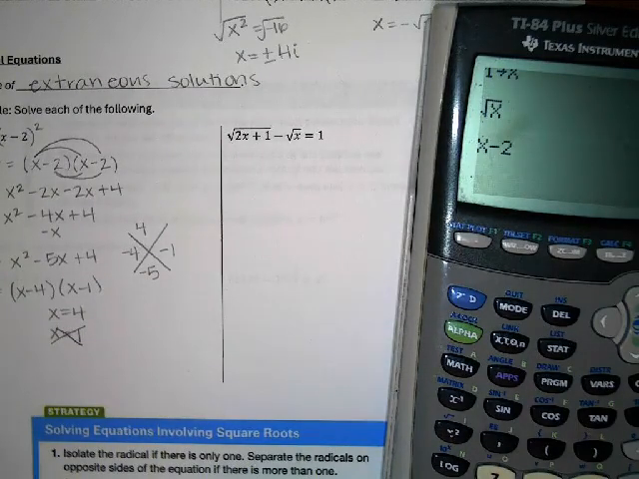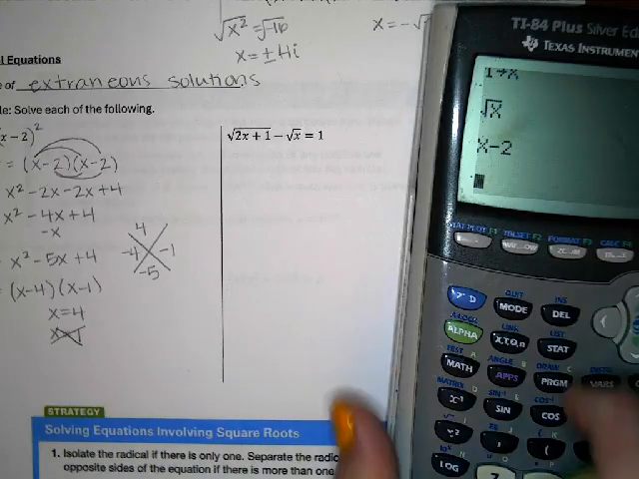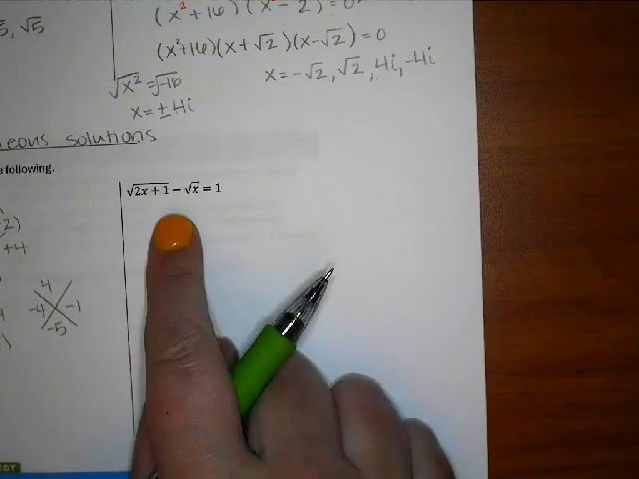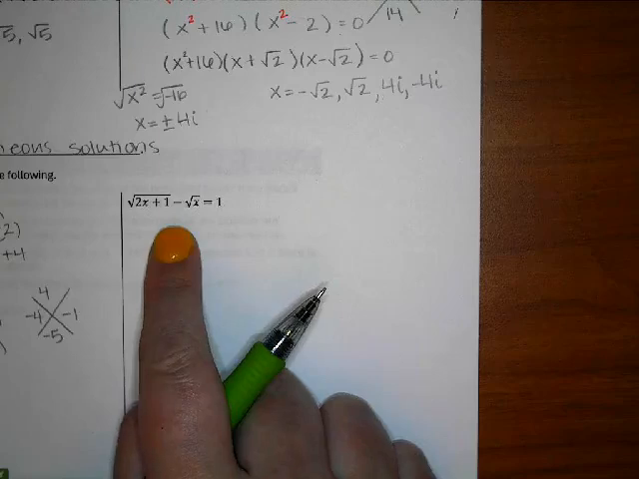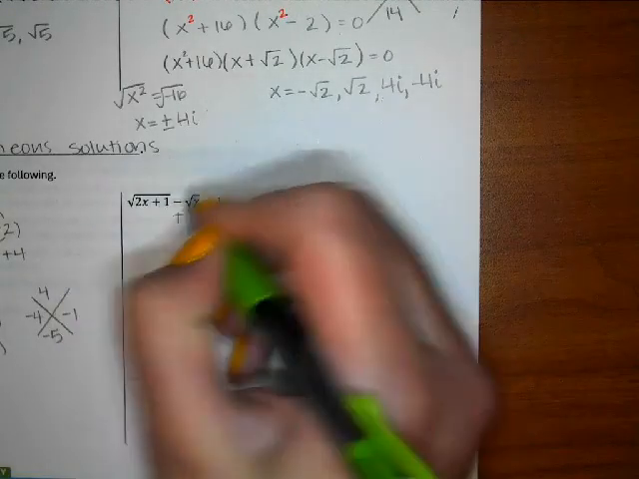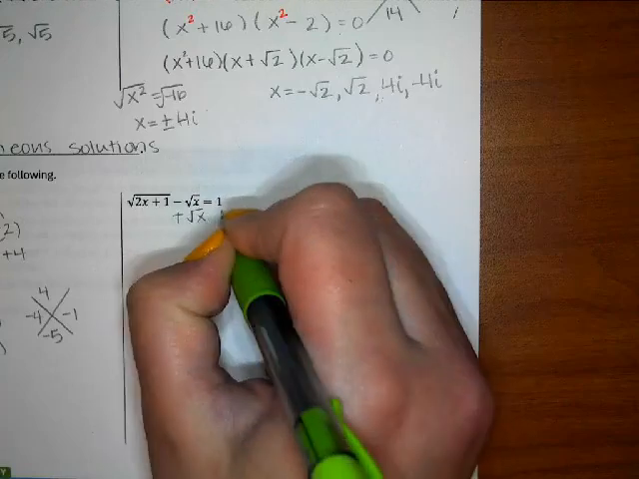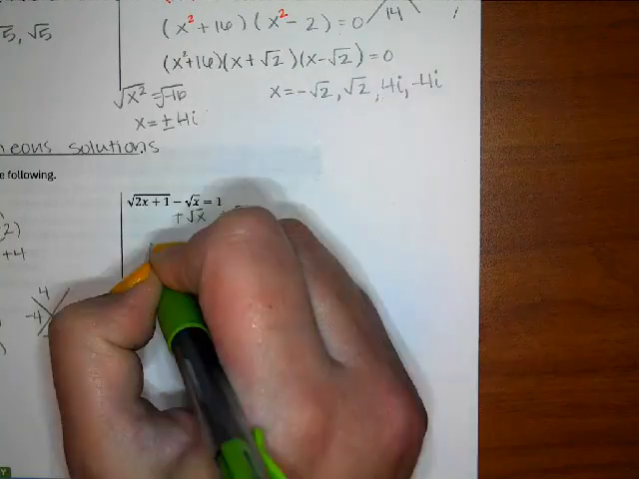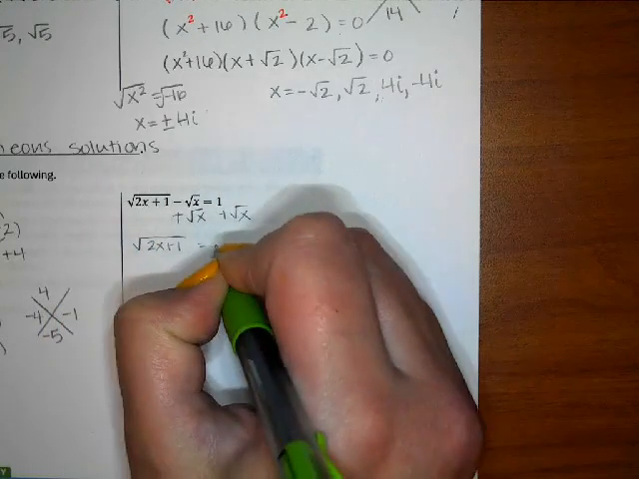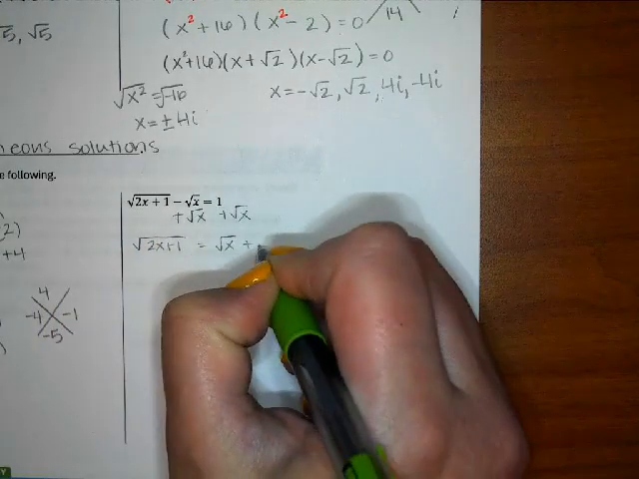Okay, let's try the next problem. So if you have a problem that has more than one radical, you can only have one radical on each side. So I'm going to take the square root X and move it to the right side. So we're going to have square root of 2x plus 1 and square root x plus 1. It's a plus 1 because that 1 is positive. And now I can square both sides.